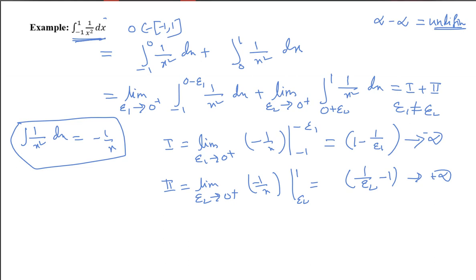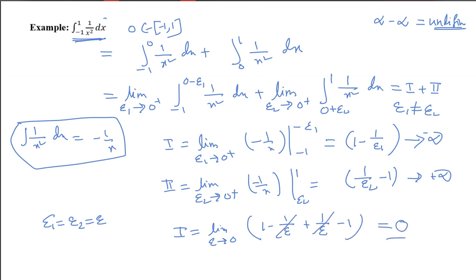But is it possible to get the Cauchy's principal value? In that case you check, when it is not convergent, if you take epsilon 1 is equal to epsilon 2 is equal to epsilon, what will happen? In that case, epsilon will converge to 0, and we will be having 1 by epsilon plus 1 by epsilon minus 1. This cancels out, so it tends to 0. This is known as Cauchy's principal value.